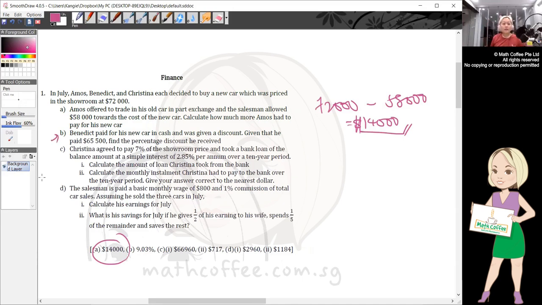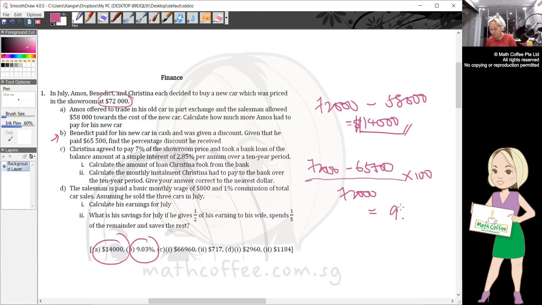Okay, part B. This guy paid for his car in full cash. That means I'm going to pay full cash. But usually when you pay full cash, they will give you a discount. So with this situation, he only paid 65,500. They ask what is the percentage discount he received. So you find the discount amount first. I'm going to take 72,000 minus 65,500. This is the amount of discount over the original. What is original? Original is the 72,000. So it's over 72,000. Then you multiply by 100 and you will get 9 point something.